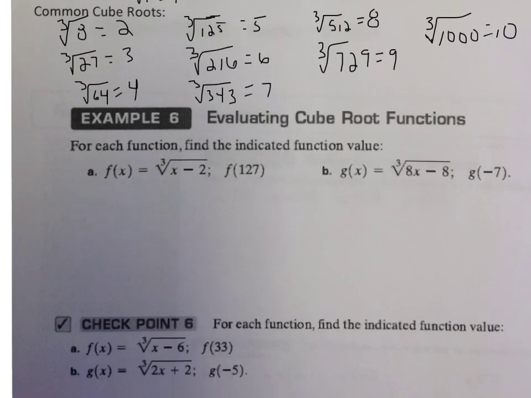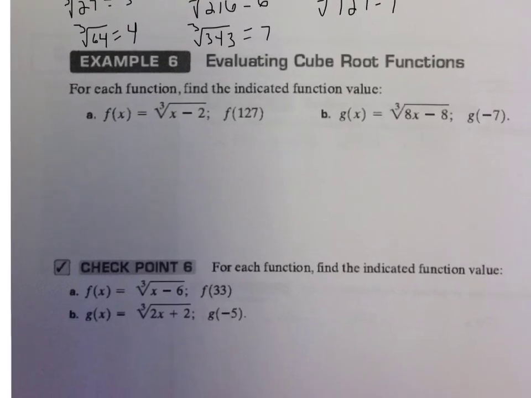Let's evaluate some functions with cube roots. Example 6a says, for each function, find the indicated function value. So that means we're going to find f of 127. So we're going to plug in 127 for x and subtract 2. So we got the cube root of 127 minus 2. Then we're going to do the cube root of 125, because 127 minus 2 is 125, and we know from our common cube roots above that the cube root of 125 is 5. Not too hard on that.